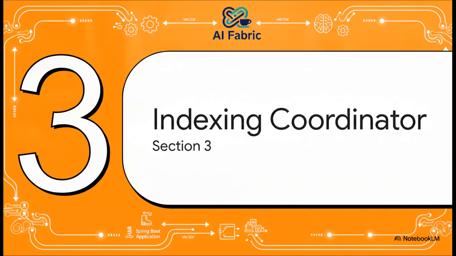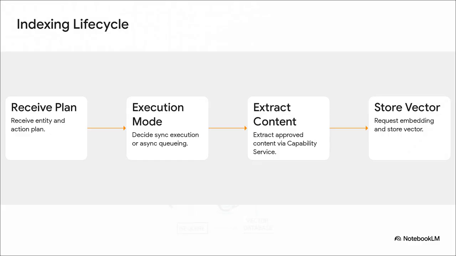Section 3, the Indexing coordinator. With our data securely projected, we need an engine room to actually process it all. Enter the Indexing coordinator. It handles the entire life cycle through 4 distinct steps. First, it receives the entity and an action plan. Step 2 is absolutely crucial. It decides whether to execute synchronously, right now, or drop it into an asynchronous queue. This right here is why a database commit does not mean instant vector updates.